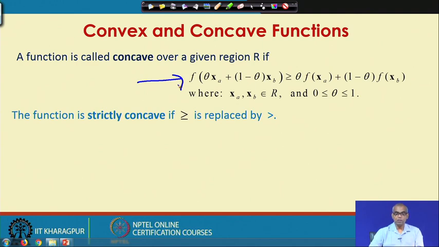So, a function is concave over a given region R if f of theta xa plus (1 minus theta) xb is greater or equal to theta times f of xa plus (1 minus theta) times f of xb. The function is strictly concave if this greater or equal to sign is replaced by a strict greater than sign.